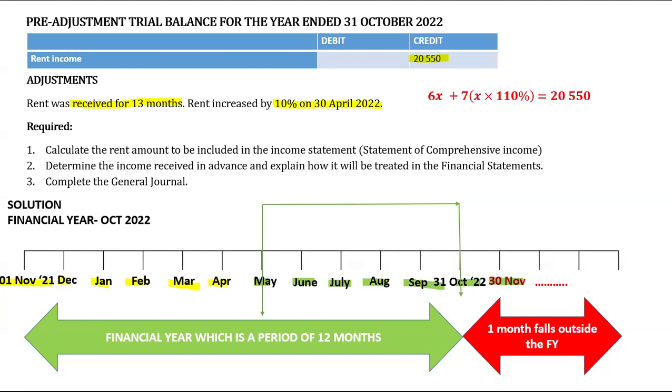When you work with percentages, remember you're multiplying. All right. How did I get that 110? That 110 is that if our rent was at 100%, it was 100% X for 6 months. However, at the end of April, it was increased by 10%. That's how we got the 110%. That's how you work with percentages.